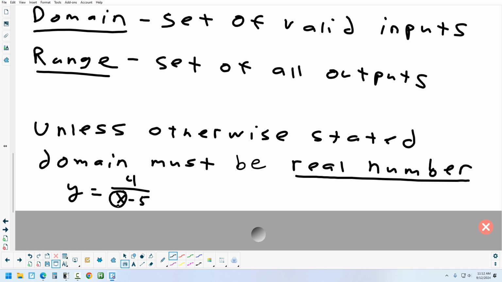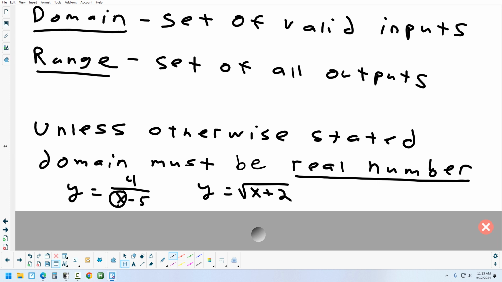So fractions with letters in the bottom is one thing we have to be very careful about when we do domain. The other thing we have to be careful about is something like this. Let's say we had the square root of x plus 2. There are certain numbers we don't want to try to take the square root of. Not because it's a word problem, but because it's a rule in math. What kind of numbers don't we want to try to take the square root of? Because if we do, it would be imaginary. Yeah? Negative number? Yeah, we don't ever want to try to take the square root of a negative number.